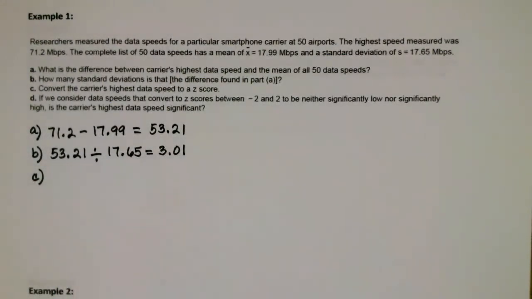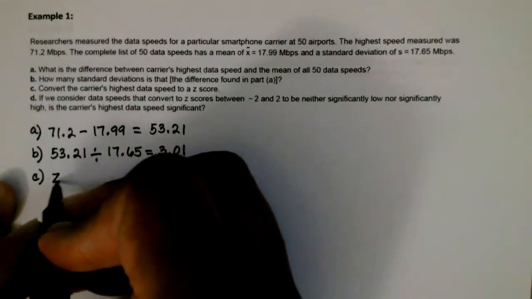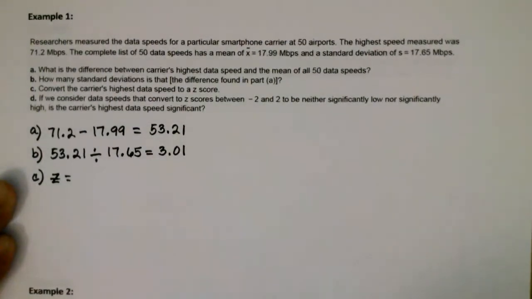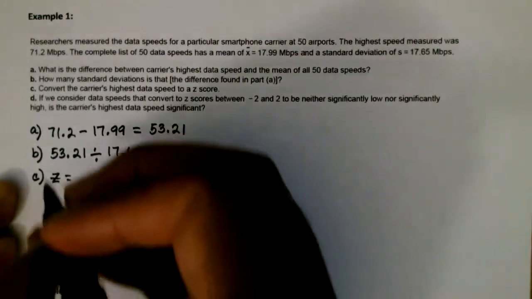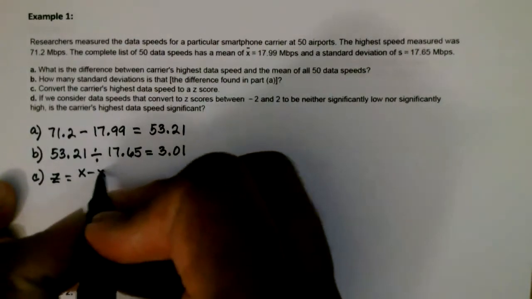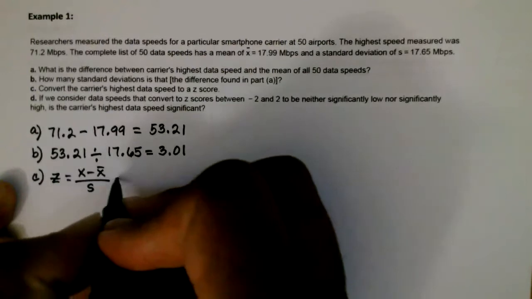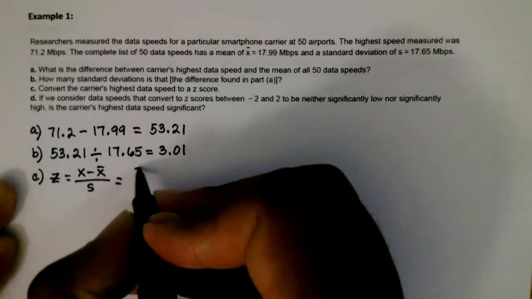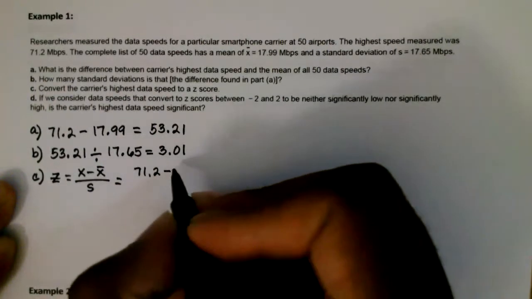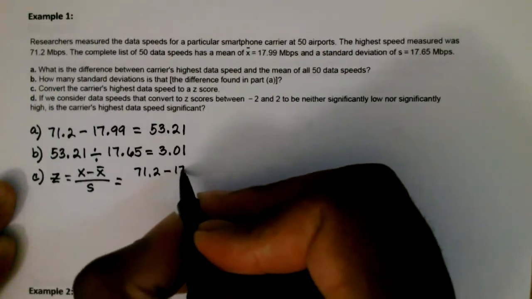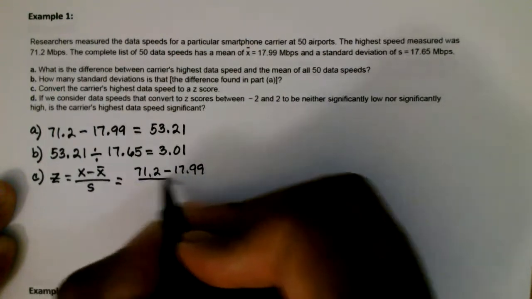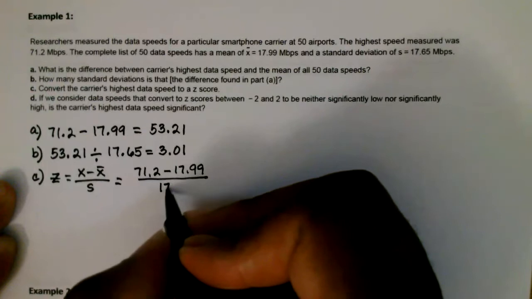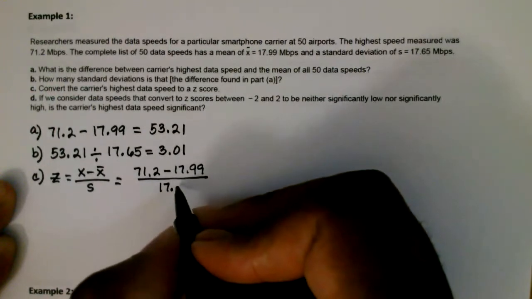Now part C is to convert the carrier's highest data speed to a z-score. Okay, now here you're going to see I'm going to use that z formula to come up with our z value. That's going to be equal to x minus x bar divided by s, which is what z is. Your x value in this case is 71.2 minus your mean, which is 17.99, divided by the standard deviation of 17.65.